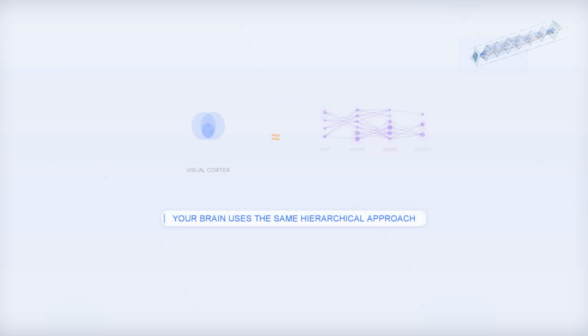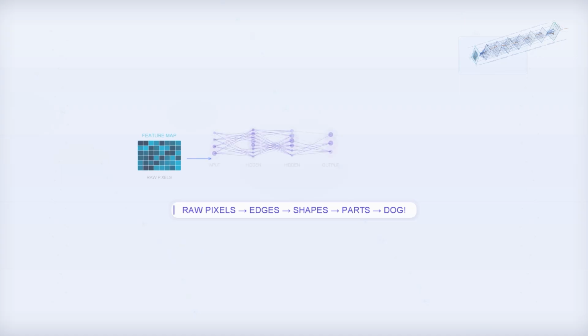This hierarchy is remarkably similar to your own brain. Your visual cortex processes images the exact same way. From simple edges to complex understanding, layer by layer. Let's trace a photo through the entire pipeline. Raw pixels enter. The first layer finds edges everywhere.